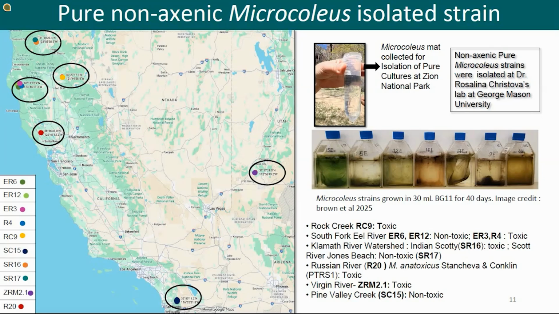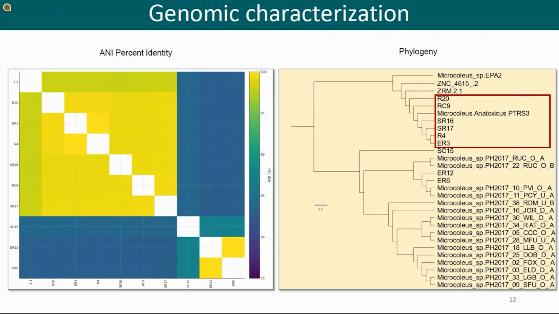to each other. So we did a genomic characterization where we built a phylogeny tree to understand how closely related these Microcoleus strains are. And we used some reference genomes from 2017, non-toxic, and some toxic reference like Microcoleus anatoxicus PTRS3. And we see that our strains RC6 and ER6 and ER12 are very closely placed together with other non-toxic strains from the same region, that is California.